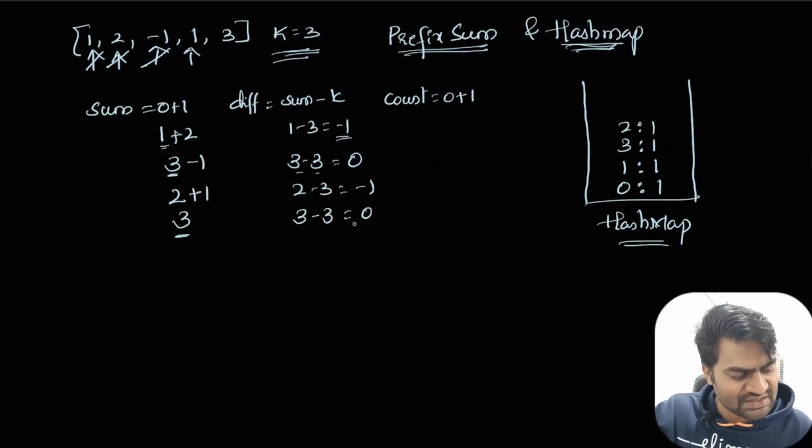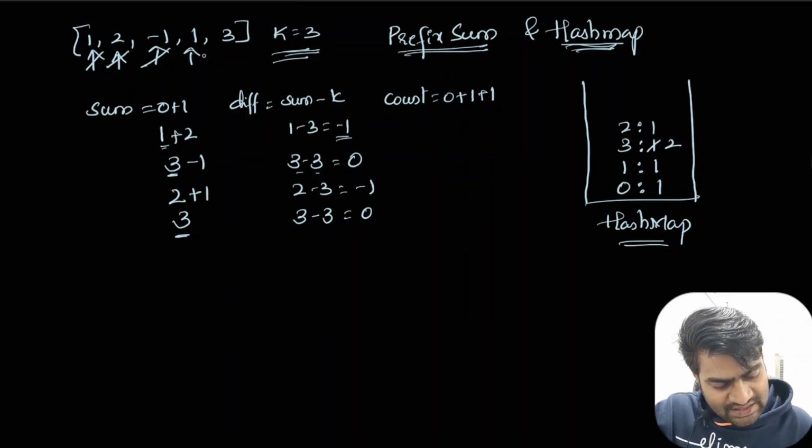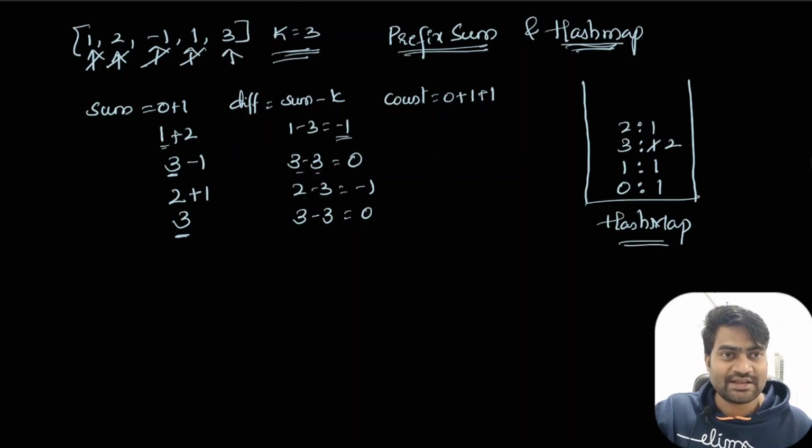Now how many times does 0 appear here? Again one time. So I will add that count here. Now 3 appears for the second time, so I will update its count to 2. With this, now I will move to another number, which is 3.